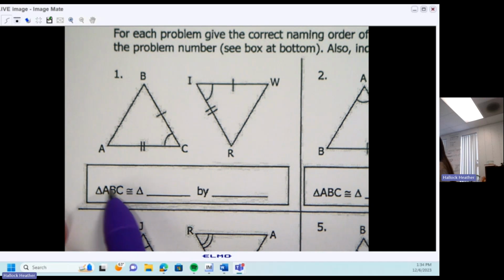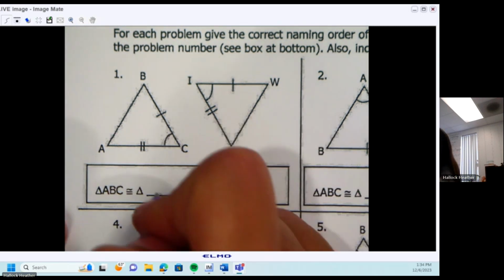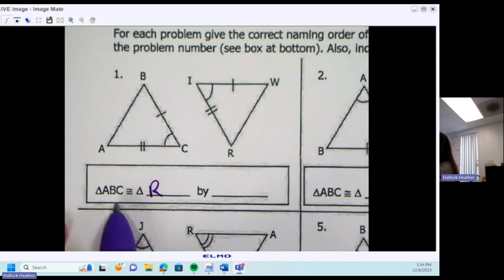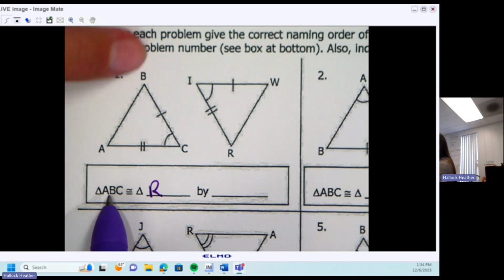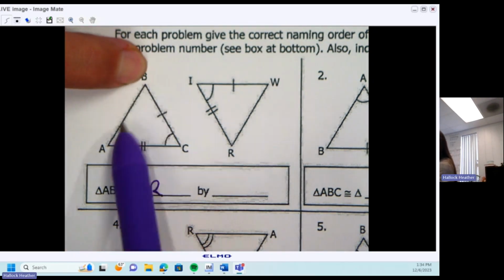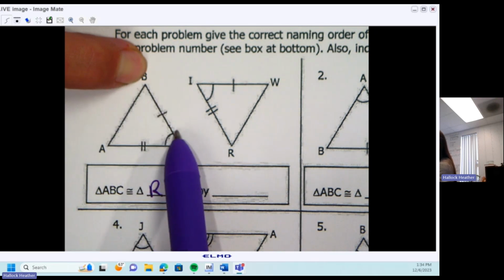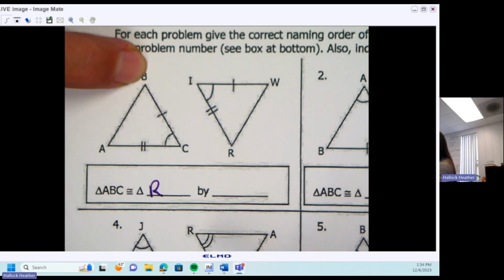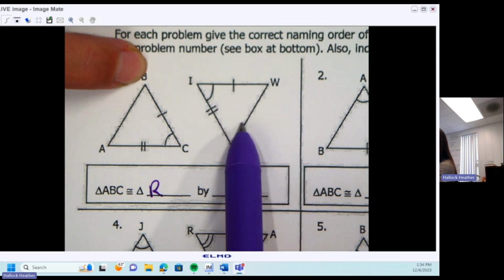If I say triangle ABC is congruent to the other triangle, if I look at angle A, I have to find its friend on the other triangle. So what would angle A match with on the other triangle? R. If I look at B, B is between the no leg side and the one tick side. So what would B match with on the other triangle? W.